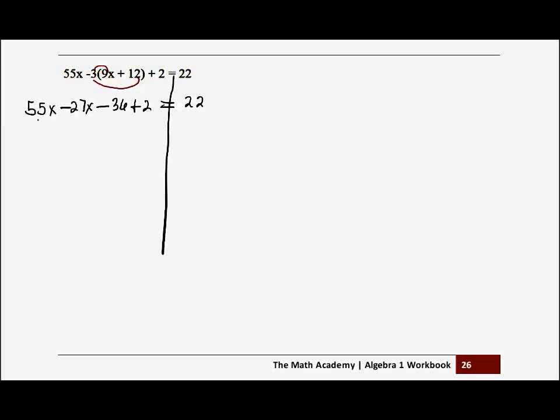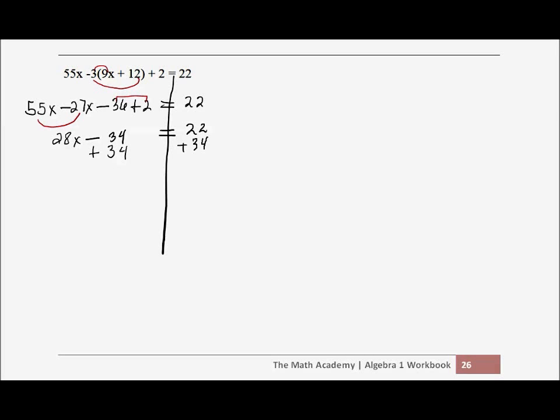Then I'll combine my like terms. I have a 55x minus 27x, and I have -36 plus 2. Well, 55x minus 27x gives me a 28x, and -36 plus 2 leaves me with -34. And I'll bring down my equal sign, equals 22. Now I see what I have left, just a little two-step equation. 28x minus 34 equals 22. I'll add 34 to both sides of my equal sign.